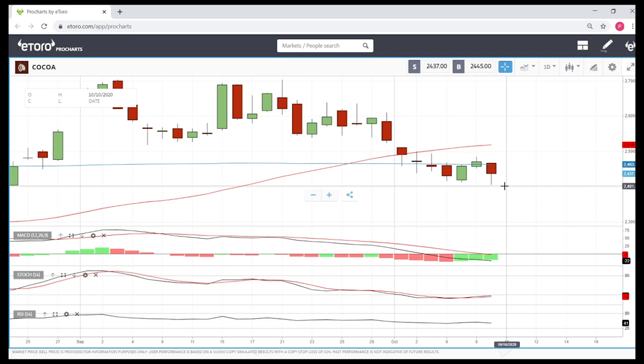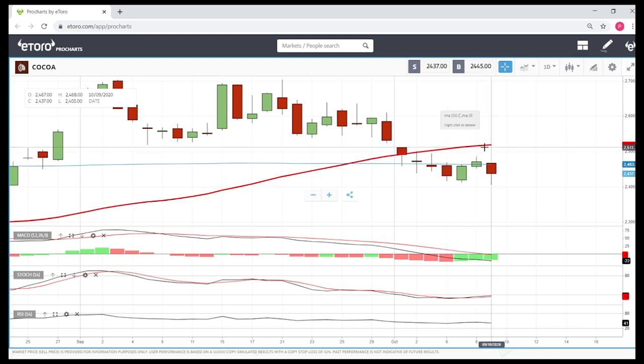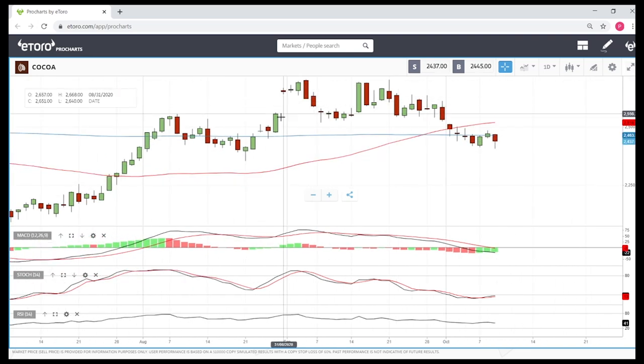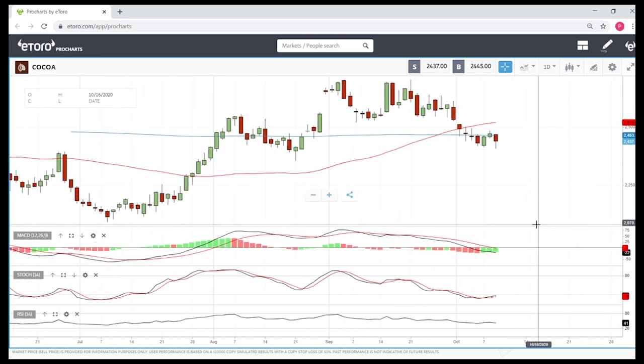So if we see an additional increase above the 200 moving average, then we'll have the 50 moving average as resistance. If we break through the 50 moving average, then we'll go to these highs here. There's technically nothing preventing us from going all the way to 2.695. That will probably take a few days.